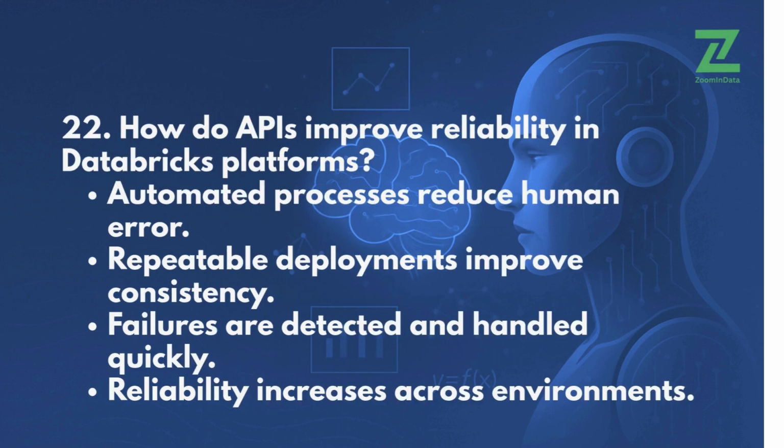How do APIs improve reliability in Databricks platforms? Automated processes reduce human error. Repeatable deployments improve consistency. Failures are detected and handled quickly. Reliability increases across environments.